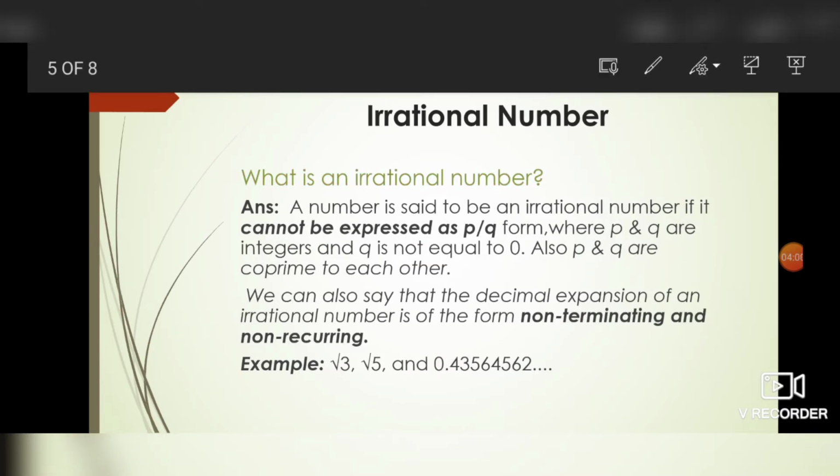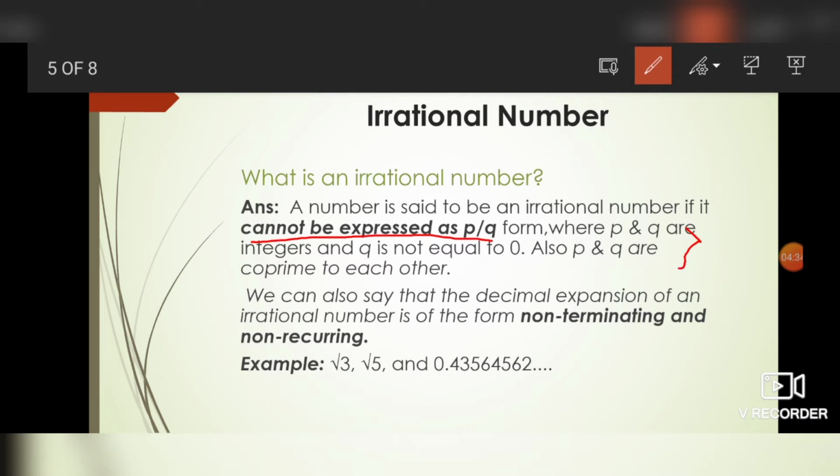Now let us see irrational number. Irrational numbers are those numbers which cannot be expressed in p by q form. That means it cannot be written in fractional way. Here the condition for p and q stays, that is p and q are both co-prime to each other, they are both integers and q is not equal to 0. So this condition remains as it was for rational number.